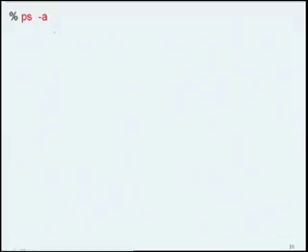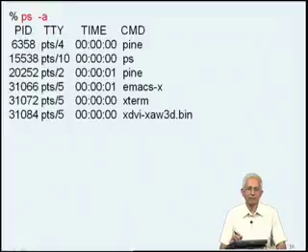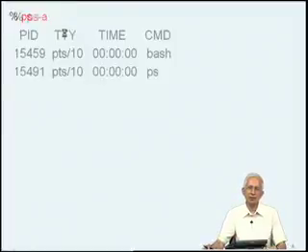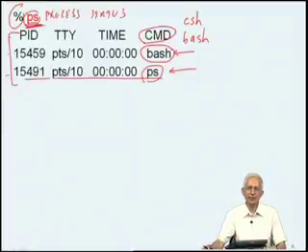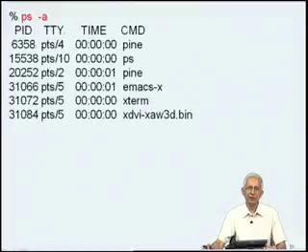So if I now type ps -a, what I get is a larger listing. This is the same system on which I had got two lines by just typing ps. By typing ps -a, I get an output from this particular program called ps, which has 6 lines in its output. So clearly there are more programs in execution on the system than just bash and ps at this point in time.